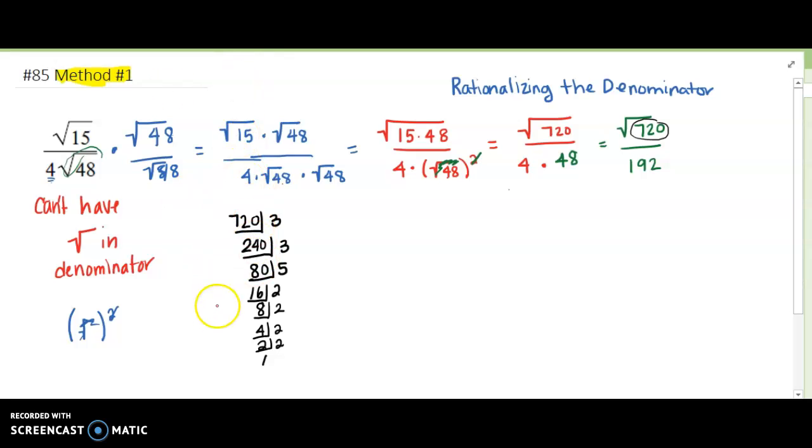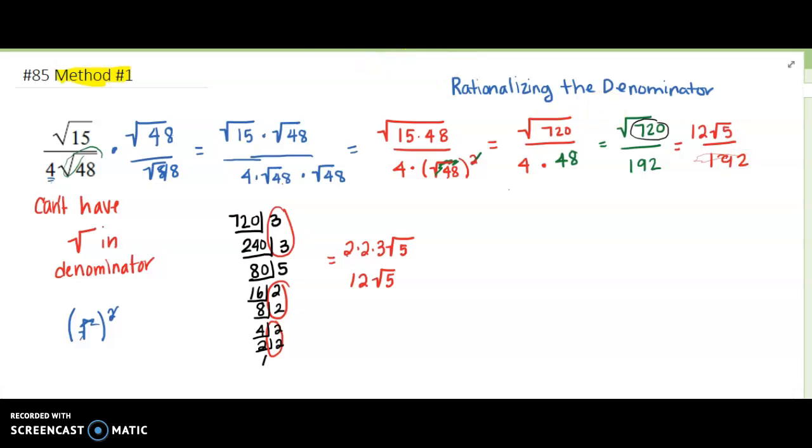If I go back through and pick my pairs, I have a pair of 2s, another pair of 2s, I don't have another 5, and a pair of 3s. So what I get here is 2 times 2 times 3 with a leftover 5. 2 times 2 is 4. 4 times 3 is 12. Square root of 5. So that's what the square root of 720 is. So I can say this is 12 square root of 5 over 192. Woo! 192. I'm not done yet.